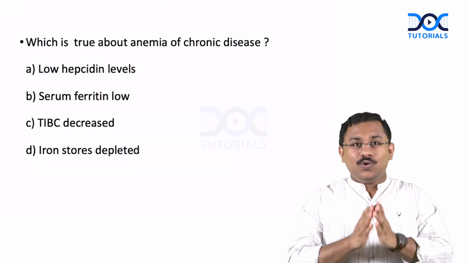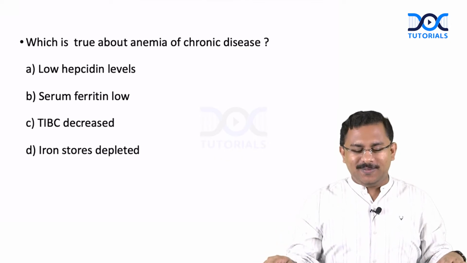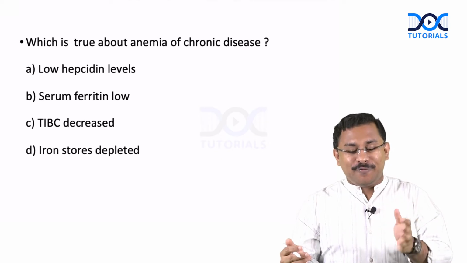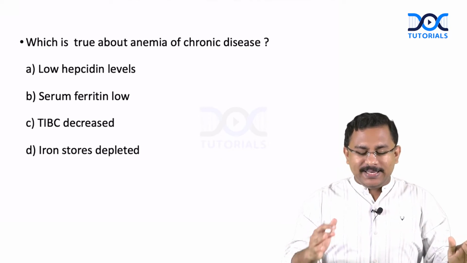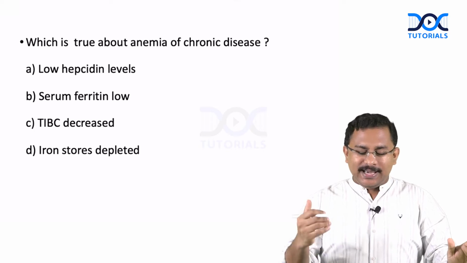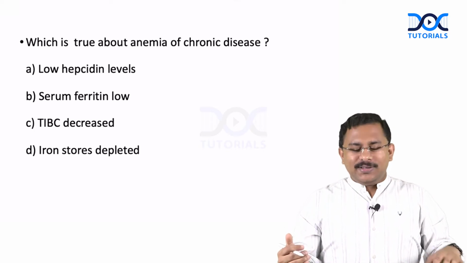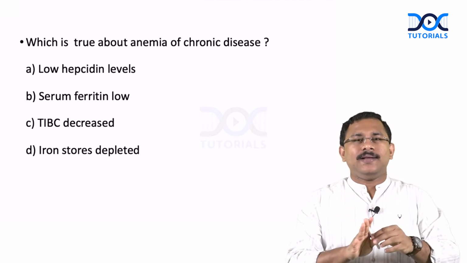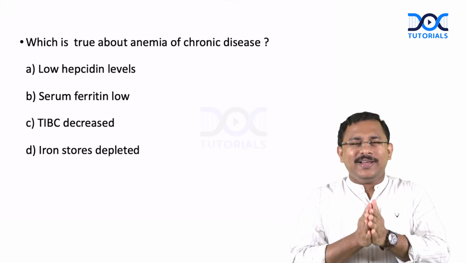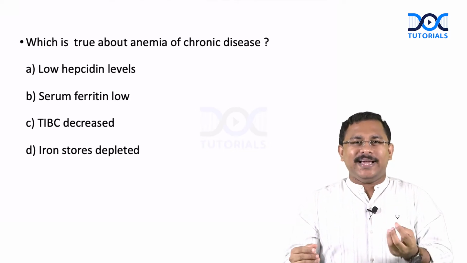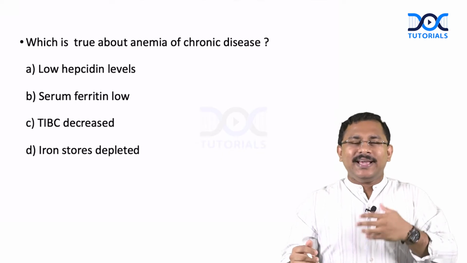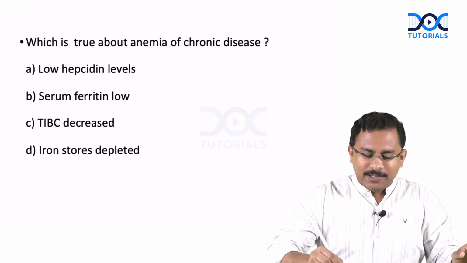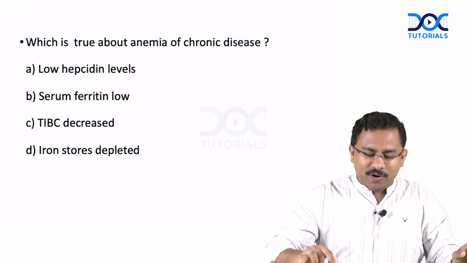So this time there were two questions from the topic of hypoproliferative anemias. The second question asked about which is true about anemia of chronic disease. Low hepcidin levels, serum ferritin low, TIBC decreased, iron stores depleted. Well, talking of the anemia of chronic disease, there are some very important points you should know. See, you know that anemia of chronic disease is caused by the inflammatory cytokines, and the inflammatory cytokines increase hepcidin levels. So it will result in anemia of chronic disease.